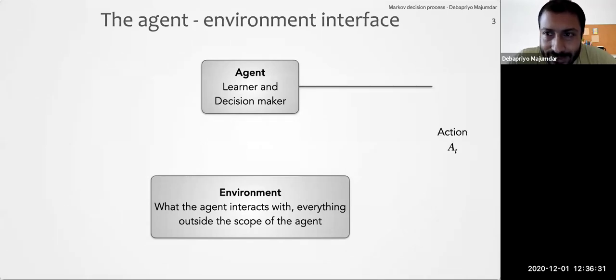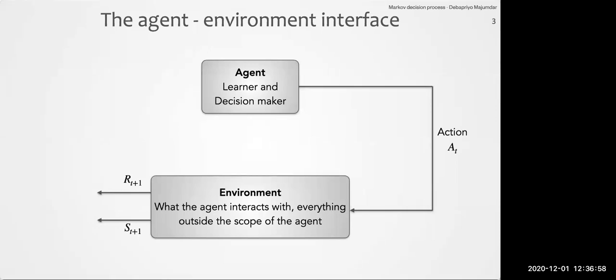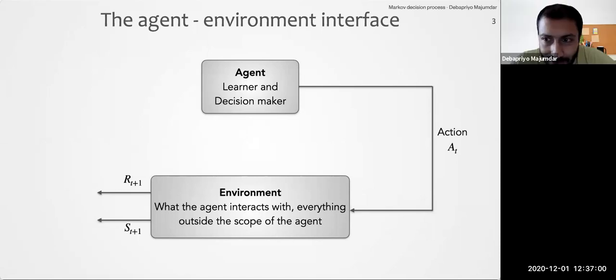So what happens is the agent takes an action, let's say at time step t, takes an action At, and the environment gives a reward, reward Rt plus 1, and changes the environment to a new state St plus 1. Obviously this is a result of action At.